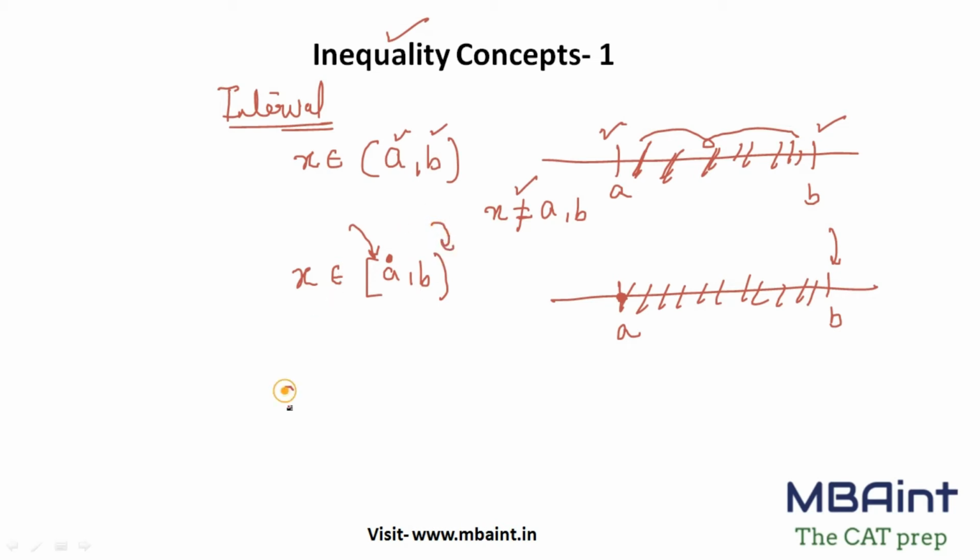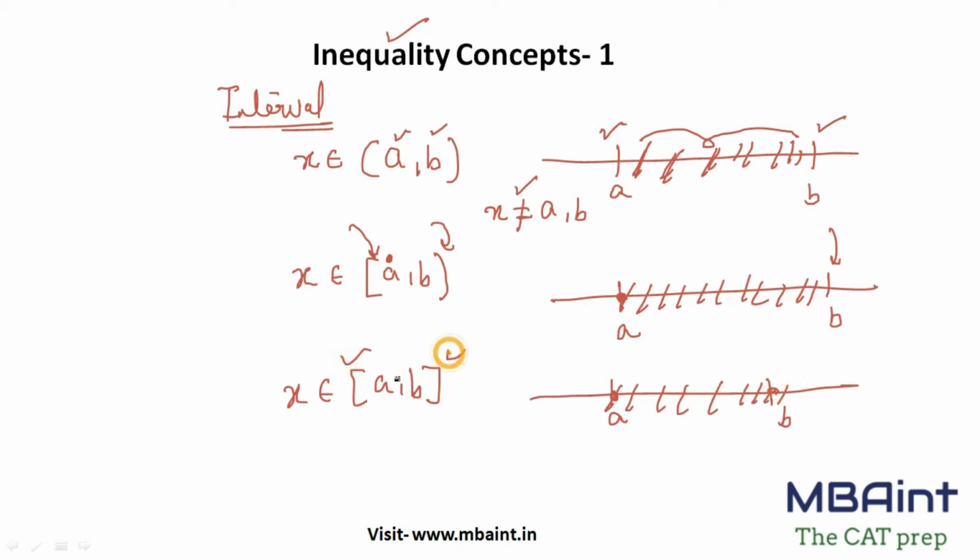If there is something, let's say x belongs to कुछ ऐसा दिया हुआ a comma b. Now this means that I will have all the values between a and b including the boundaries as well. So अगर square bracket दोनों end में है मतलब all the values between a and b as well. So ये boundary भी include हो रहा है.